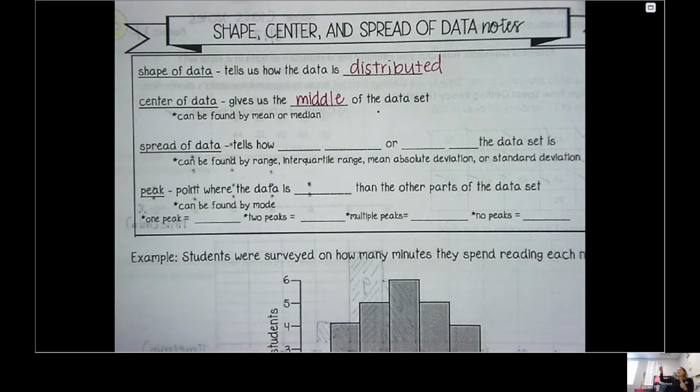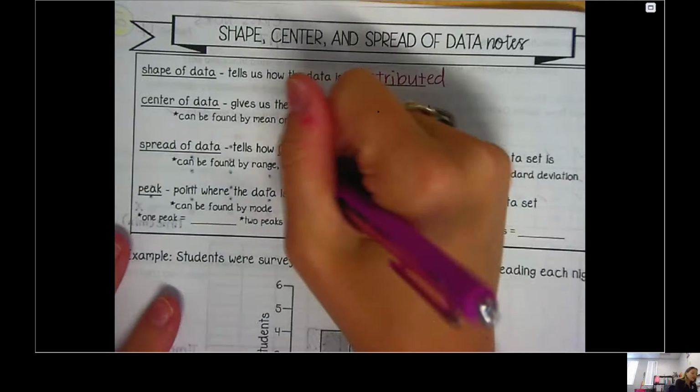So we've got the shape of my data, right? So if it looks kind of like a bell curve, or maybe a bell curve that's off to the side. We've got the center of our data right in the middle. And then we've got the spread of my data. The spread tells me if my data is really far apart or if all of my data is really close together. That's the spread.